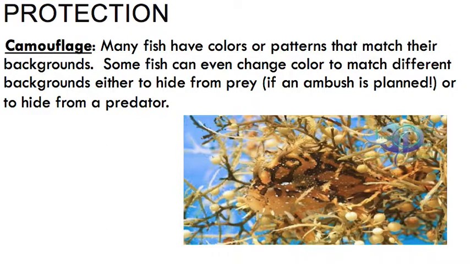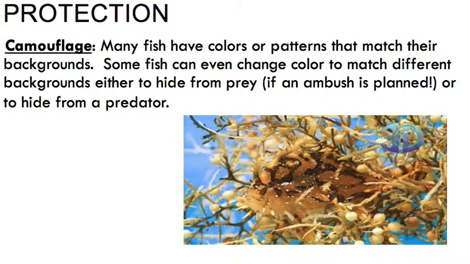All right. Some things about protection is that they can be camouflaged. Many fish have colors or patterns that match their backgrounds. Some fish can even change color to match different backgrounds to hide from prey, to plan like an ambush or something, or hide from a predator. So like there's a fish right here in the middle of this, and it's kind of hard to spot for a predator.